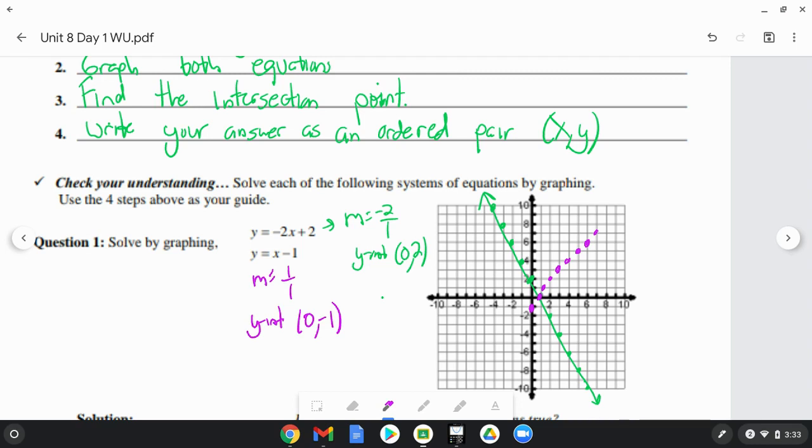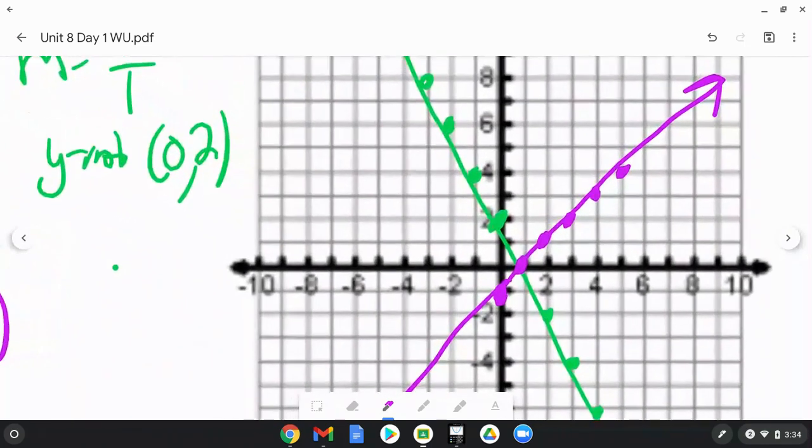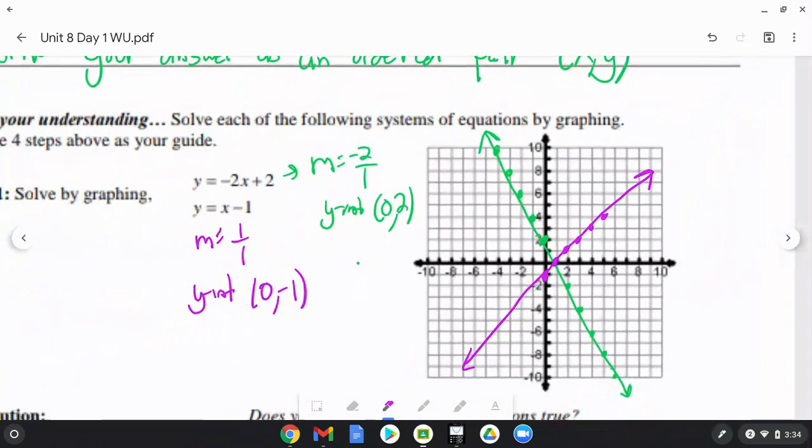Oh man, I didn't go up 1/1 there. I was wondering why that looked funky. Up 1/1, buddy. There we go. Now it's on an angle. All right, so it goes right here. So it looks like that intersection point, if you zoomed in, would be at 1, 0.